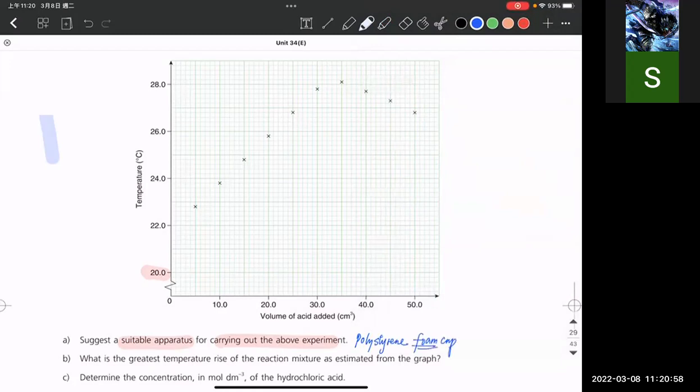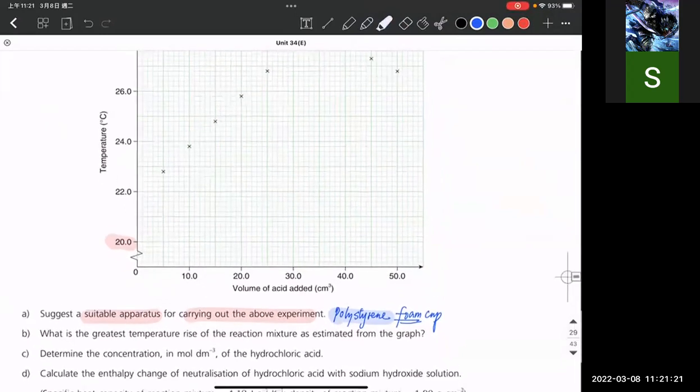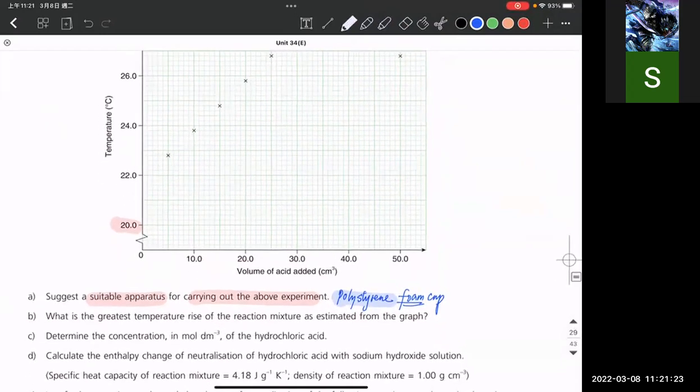So in chemistry, we would use the term expanded polystyrene cup, or you use foam plastic cup, right? But in chemistry, we usually use the chemical name, right? Expanded polystyrene. Expanded polystyrene. Okay, is that clear? So, the whole setup is more or less similar.